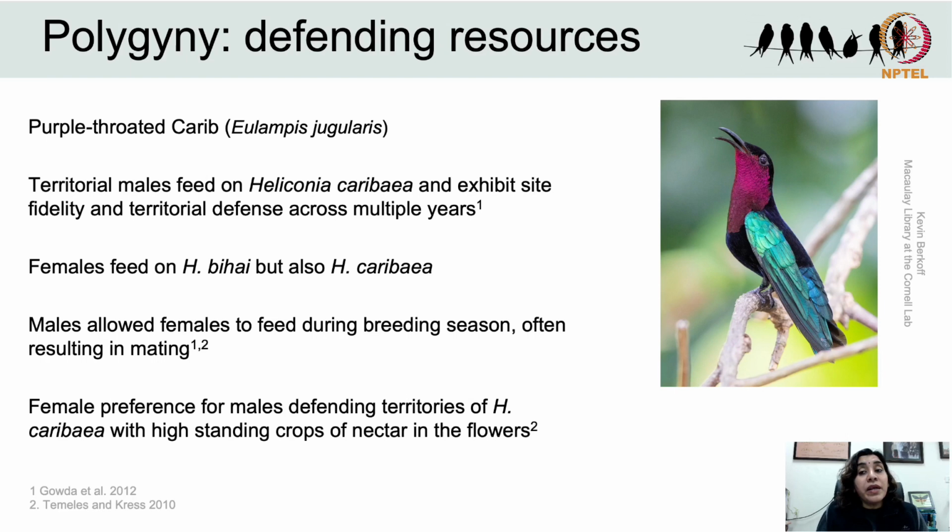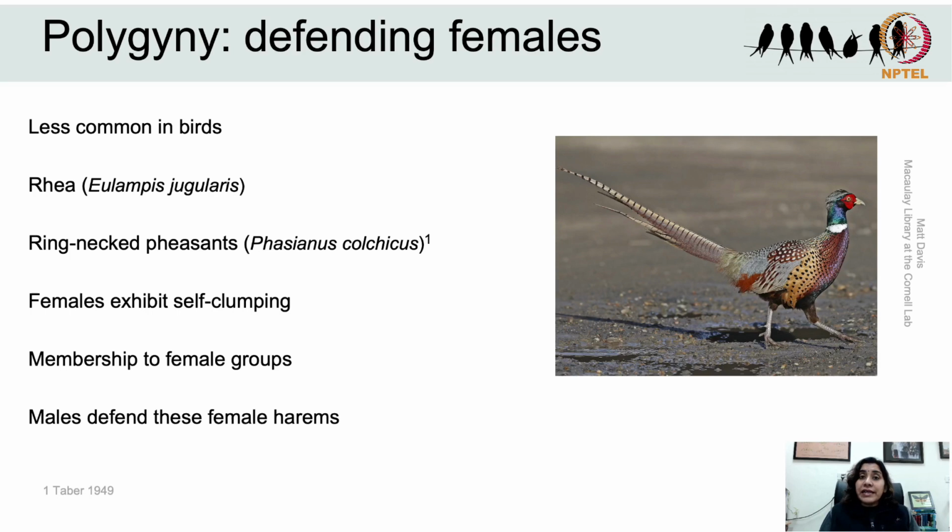In fact, females in the species were found to prefer males who own richer territories with higher standing crop of nectar in the flowers. Here, defense of a resource allows the males to access multiple females and thereby maximize their number of matings. Females of ring-necked pheasants, on the other hand, exhibit self-clumping, and membership to this female group is variable. New individuals join these female groups throughout the summer, and the gregarious females are known to arrive at male territories together, thereby allowing the males access to multiple females.